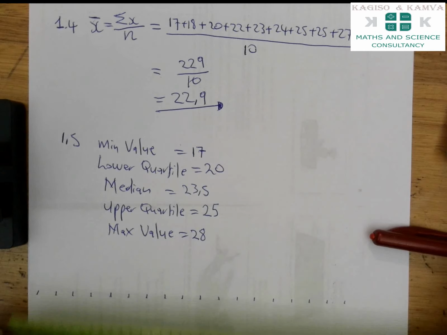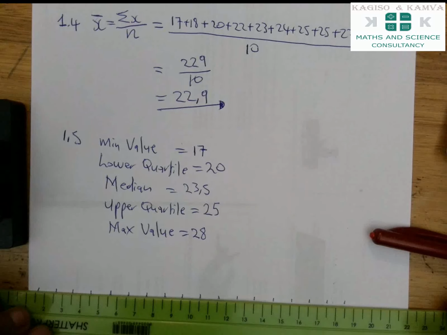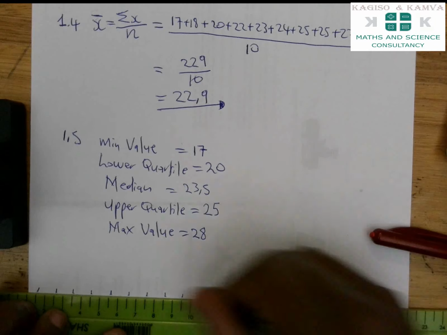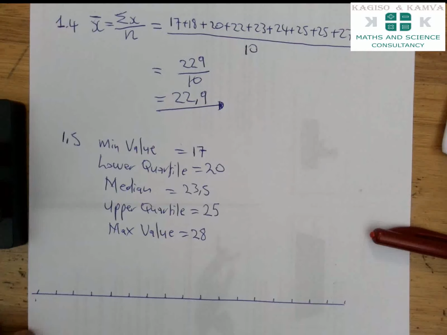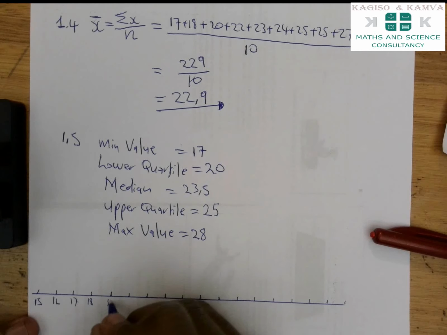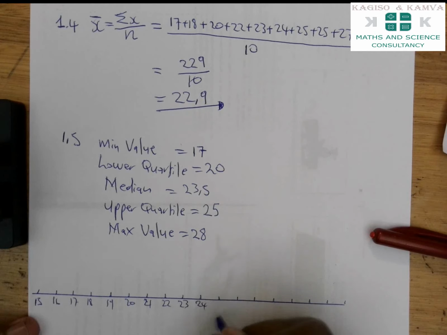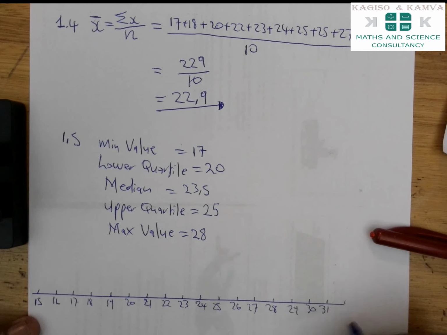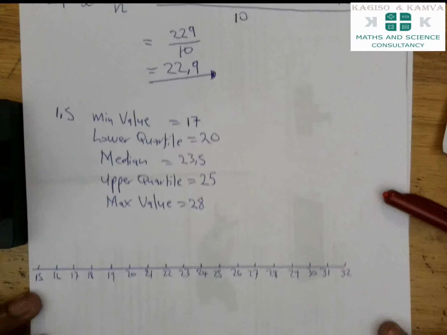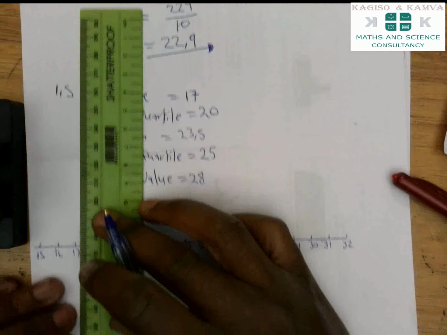Now, let us see now. I'm starting at 15. After 15, 16, 17, 18, 19, 20, 21, 22, 23, 24, 25, 26, 27, 28, 29, 30, 31, 32. Okay, so now we start with the minimum value. The minimum value in this case is 17.